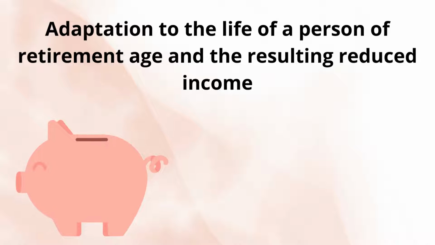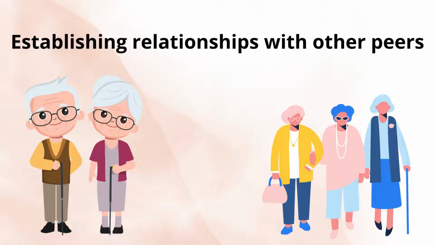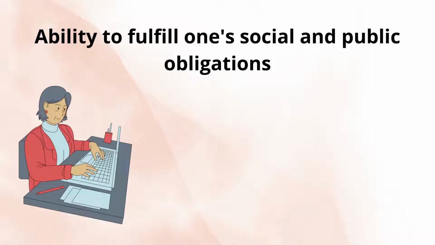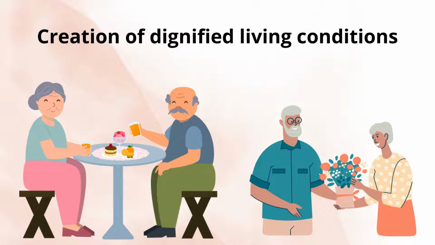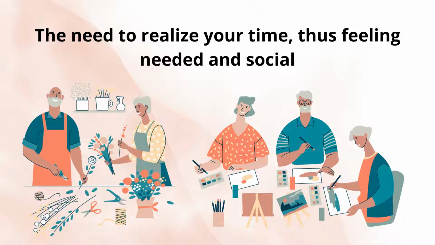Adaptation to the life of a person of retirement age and the resulting reduced income. Reconciliation with the death of a life partner, spouse, and life without him or her. Establishing relationships with other peers. Ability to fulfill one's social and public obligations. Creation of dignified living conditions. Preparing yourself and your loved ones for your death. The need to realize your time, thus feeling needed and social.